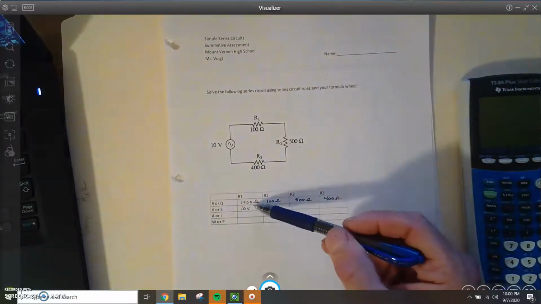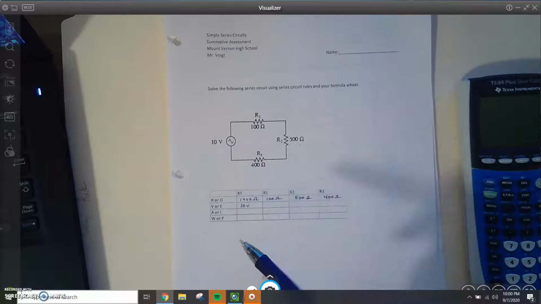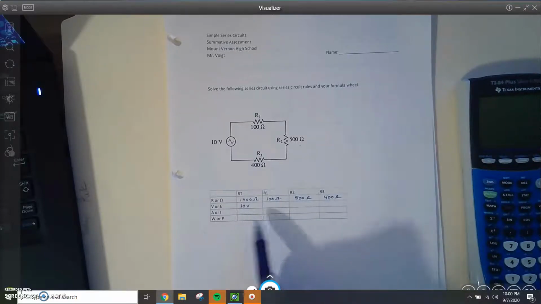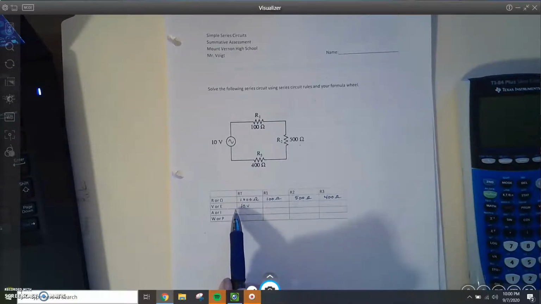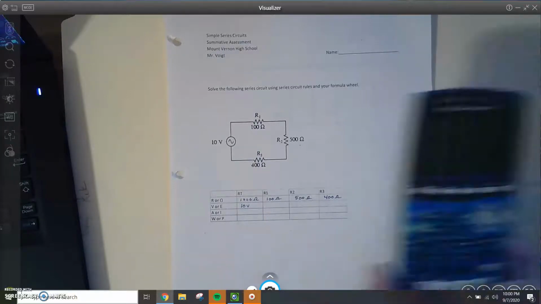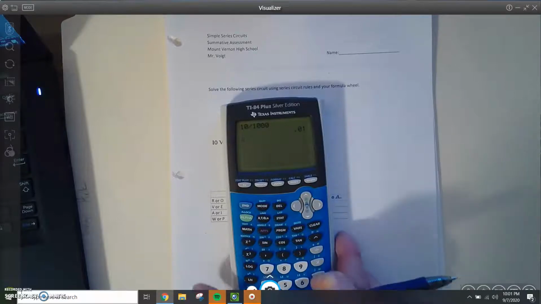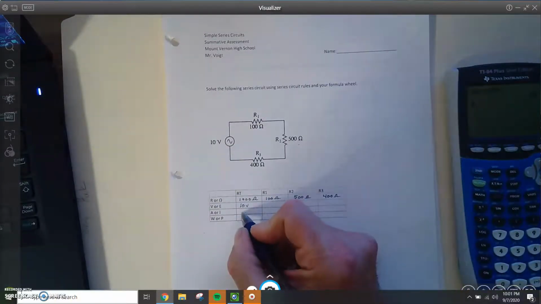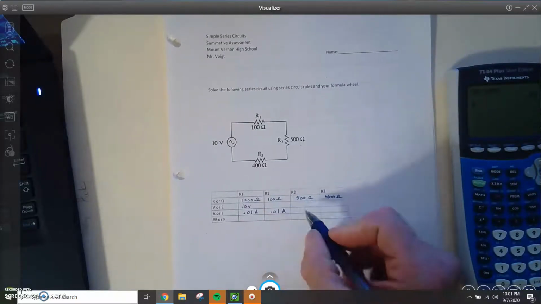Now I have 2 variables in my total, which means I can find another one. The one I really want to find is my amps or current, because if I find it in any one of these spots, it's the same in the other spots. If I remember, you divide my volts by my resistance and I get my amps. So let's turn on our calculator. Volts divided by resistance, and we get 0.01. So that is our amperage, 0.01 amps. And then we just put it all the way across.